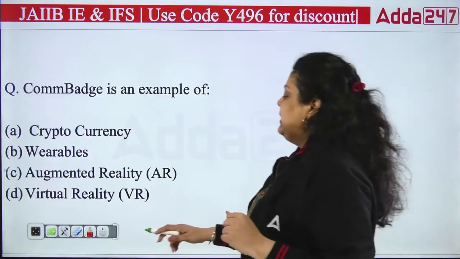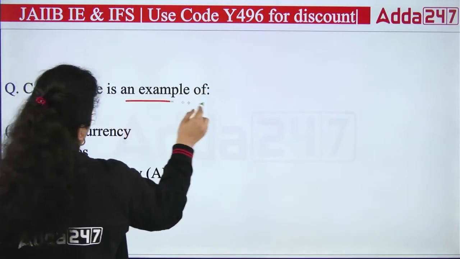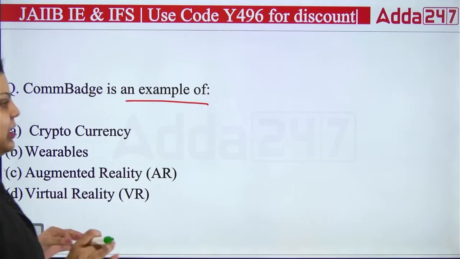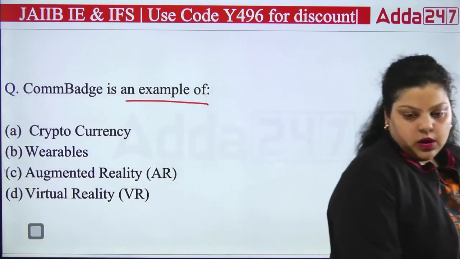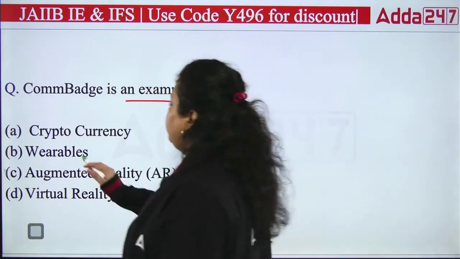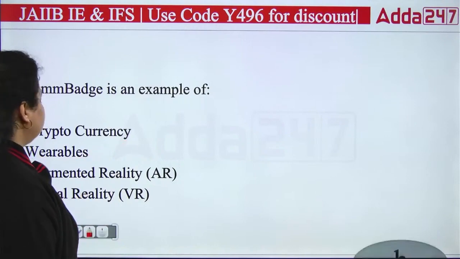Next question. Next is talking about the common page is an example of which of the following? Is it an example of cryptocurrency, wearables, augmented reality, or virtual reality? Out of these four, it is the example of which of the following? A, B, C, or D? The right answer is actually wearables, not cryptocurrency, not AR or VR. So the right answer is B here.